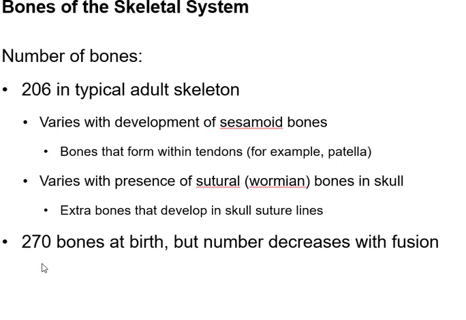So 270, give or take a few at birth, 206 in you, because most of you guys are past puberty, but you're not nearly as old as I am. You're going to have extra sesamoid bones. They look like sesame seeds. That's why they call them that, except they're bigger than that.